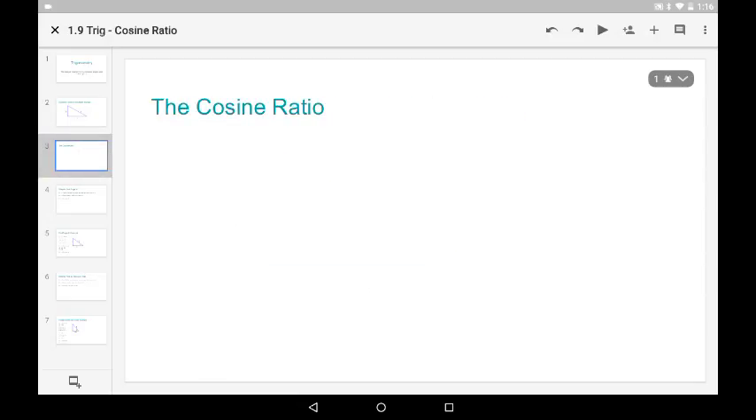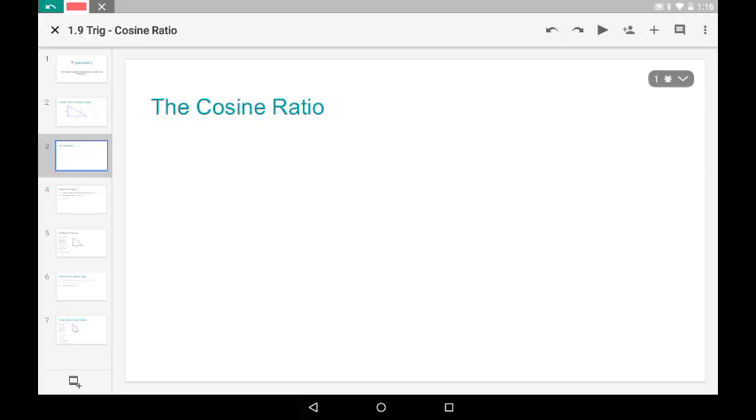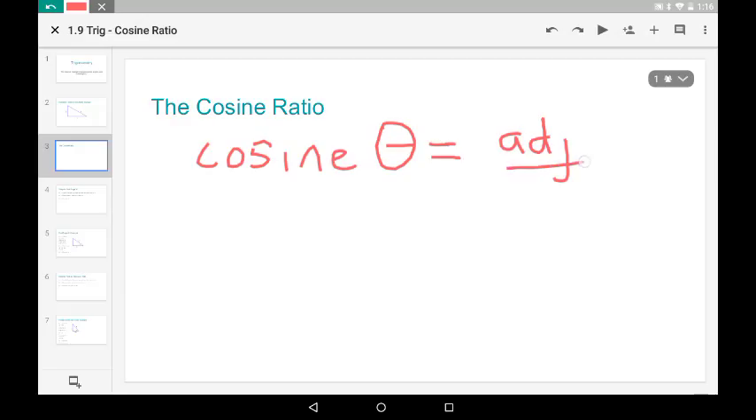This time we're learning about the cosine ratio, which is the third one out of all three ratios. So the cosine ratio, you may be able to guess already, is cosine of theta, whichever angle you're talking about, is equal to the length of the adjacent side over the length of the hypotenuse.